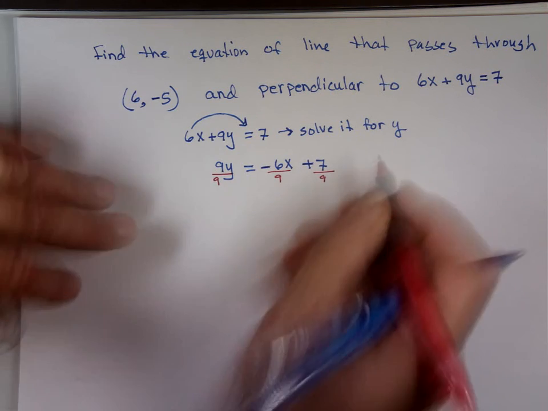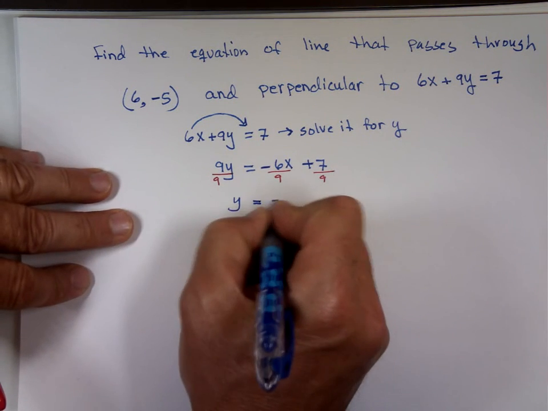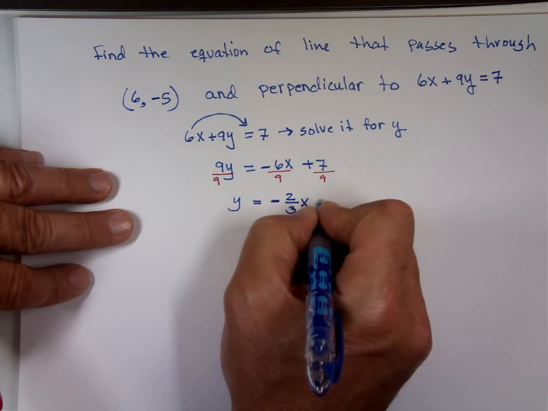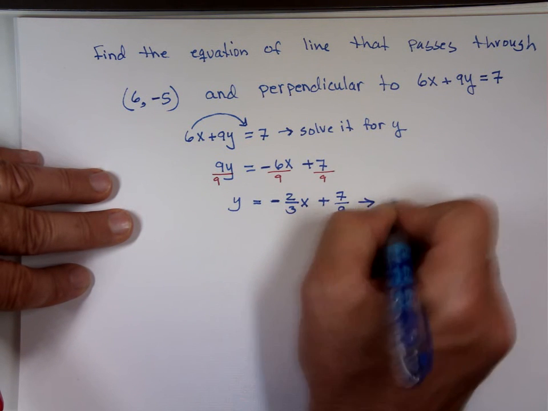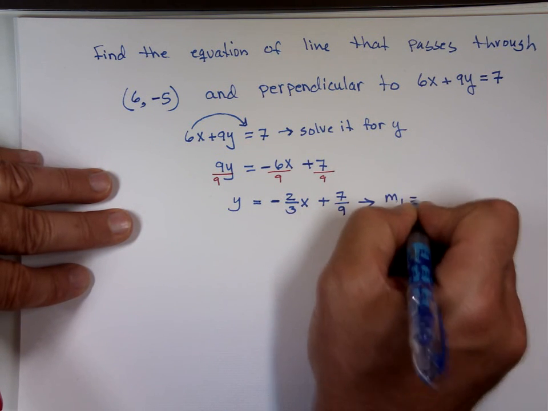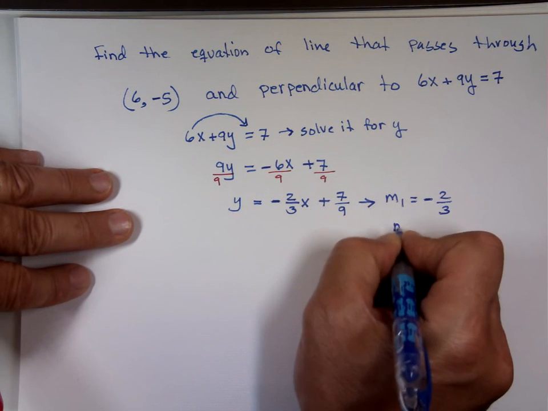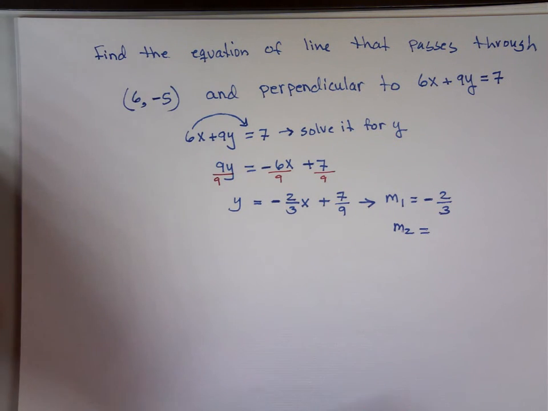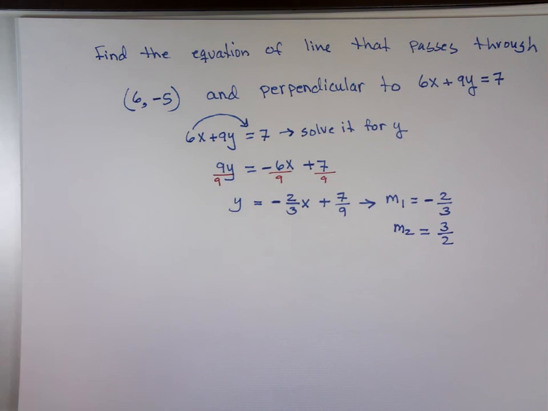So what is y equal to? Negative 2/3 x plus 7 over 9. What is the slope of this line? Negative 2/3. So what is our slope? Flip and change the sign. Positive 3/2. Our slope is perpendicular to that one, so you flip it and change the sign.